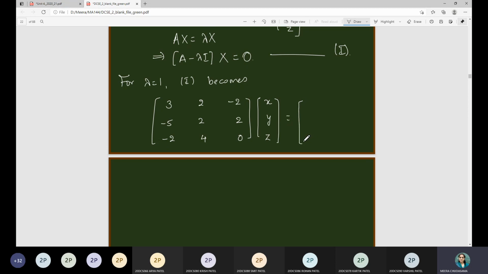What is the order of the 0 matrix in this case? 3 cross 1. Yes, here you can see this is 3 cross 3, and this is 3 cross 1. So the resultant matrix will be of order 3 cross 1, right?